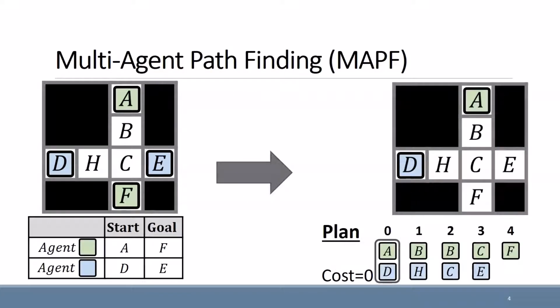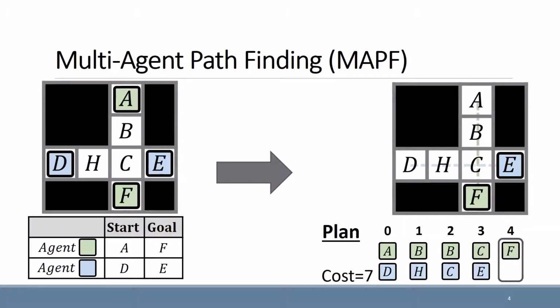Here, we can see a possible solution for this example. In time step 0, both agents are at their start locations. Then, the agents move to locations B and H. At this point, one of the agents must wait to avoid a conflict, and only the blue agent moves. The agents now move to locations C and E. And then, only the green agent moves to its goal location, and a solution of cost 7 is achieved.